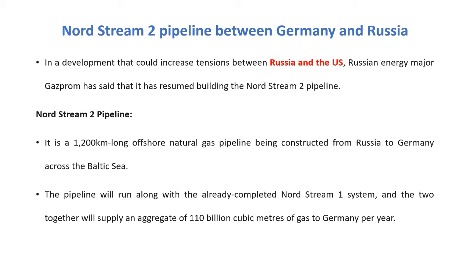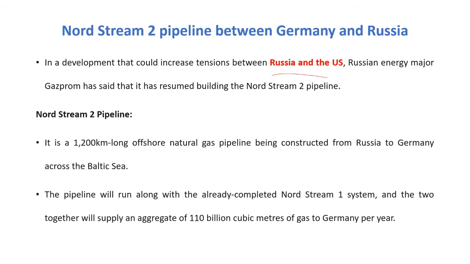Let us look into the Nord Stream 2 pipeline between Germany and Russia. A pipeline is going to be constructed from Russia to Germany, and Russia is going to provide natural gas supply through this pipeline. So it will create a contradiction between Russia and the US. Let us focus on this also. Let us discuss what the Nord Stream 2 pipeline is.